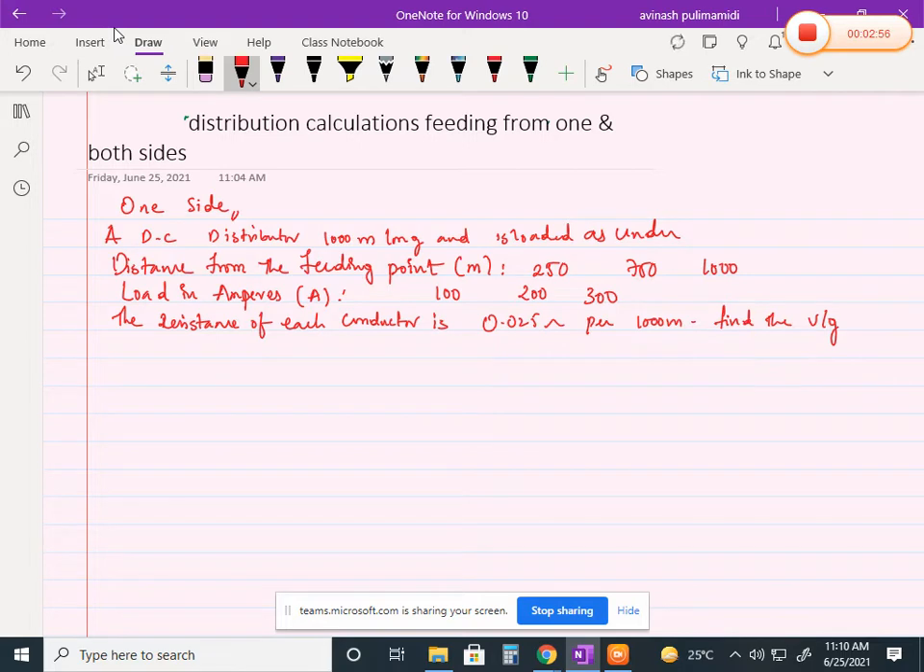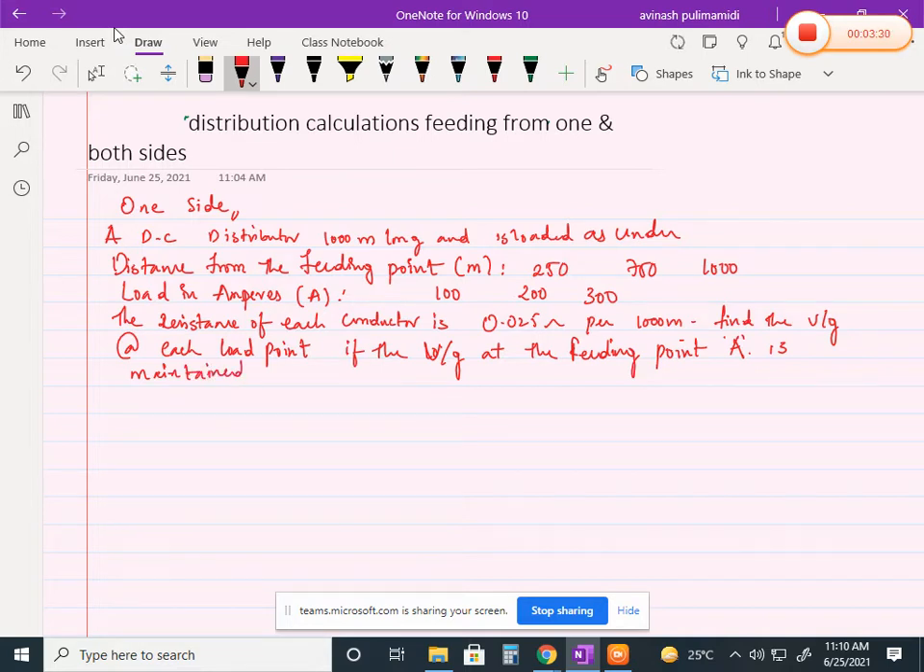Find the voltage at each load point, if the voltage at the feeding point A is maintained at 250 volts. Okay.